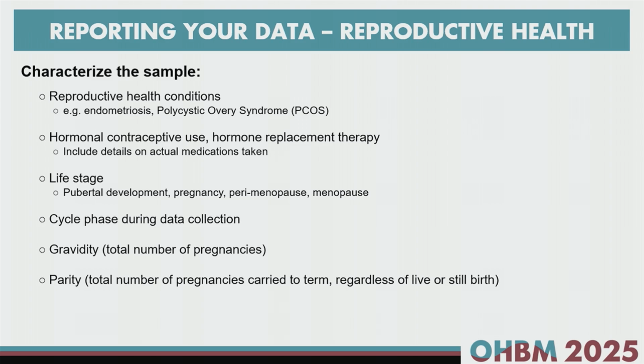So what are the key considerations to report reproductive health data? I encourage you to, again, characterize your sample in the context of the reproductive health data that you have. This is not a comprehensive list, and not all of these will be relevant for your sample, but if you can, report whether your sample has any reproductive health conditions, hormonal contraceptive use, hormonal replacement therapy, the life stage of your sample, depending whether you're looking at adolescence or midlife or later life. You should be thinking about pubertal development, pubertal stage, pregnancy, perimenopause, menopause.